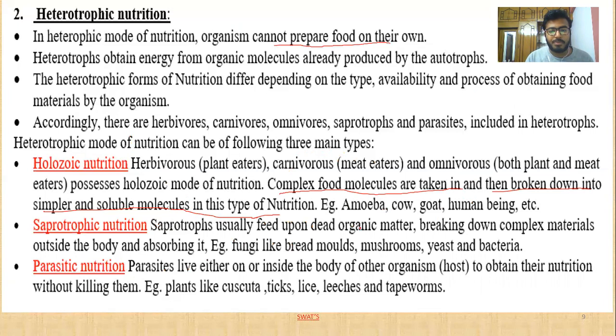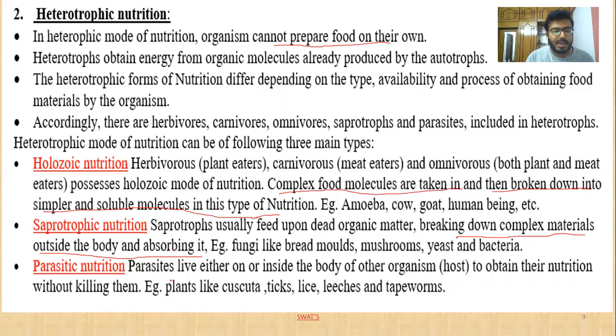Saprotrophs usually feed upon dead organic matter, breaking down complex materials outside the body and absorbing it. So that is the main point: the breaking down of the complex materials happens outside the body. Examples are fungi like bread molds, mushrooms, yeast and bacteria. They break down the food outside and then take it in. Exactly the same, saprotrophs.